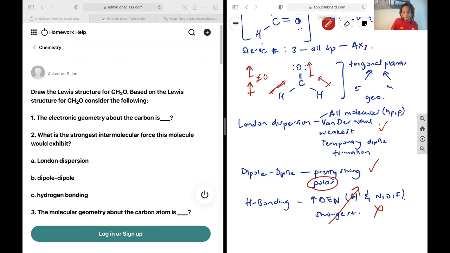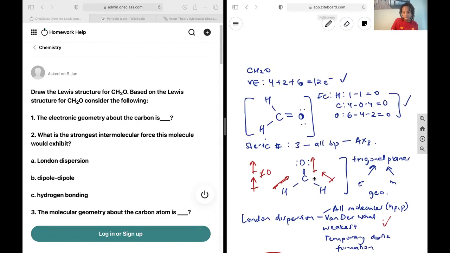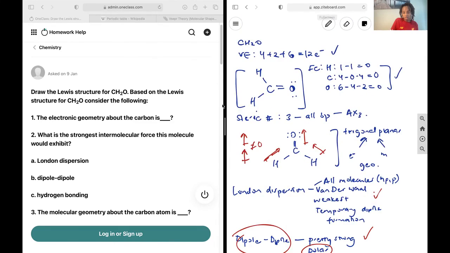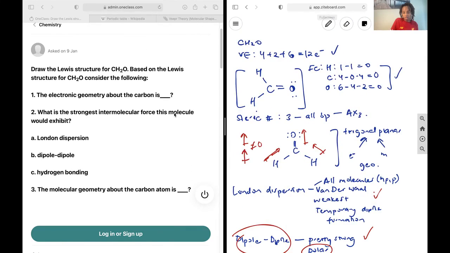And so between these two, which one is stronger? That's going to be dipole-dipole. So dipole-dipole will be the strongest intermolecular force this molecule is going to exhibit. And then lastly, we are asked for the molecular geometry. And we've already determined it. It's the same as the electron geometry because of the fact that there are no lone pairs. So it's going to be trigonal planar too.